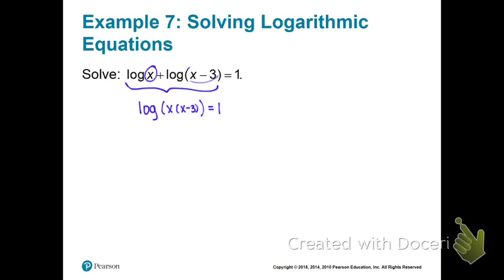All right, so let's go ahead and just multiply what's in the parentheses. So we're going to get log of, what's x times x? And x times negative 3? Good. Now I've simplified everything inside the parenthesis. What can I do to work this out then?